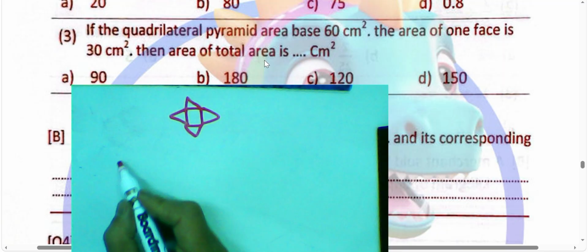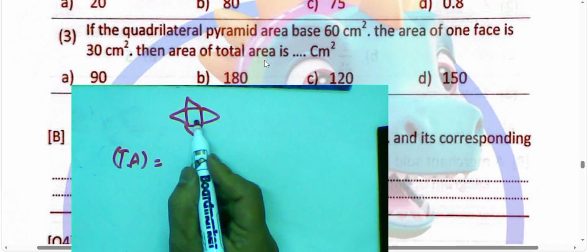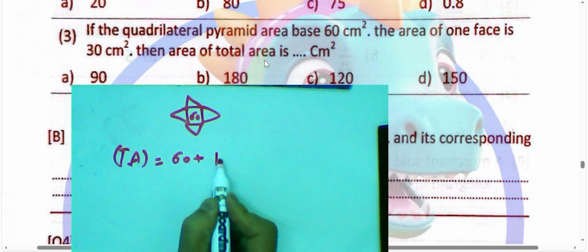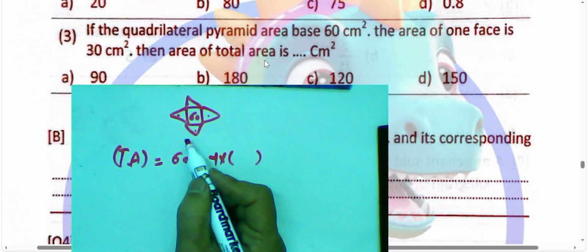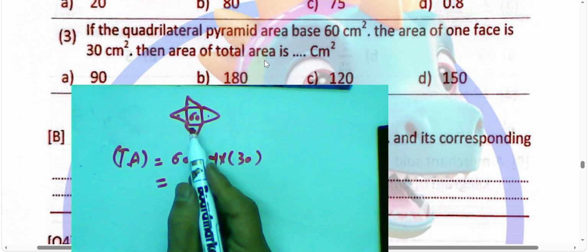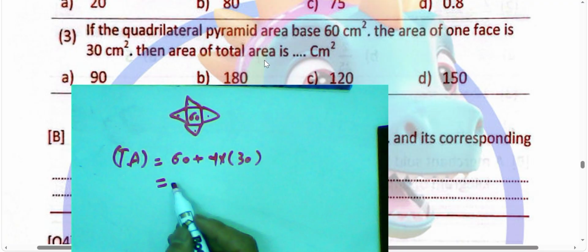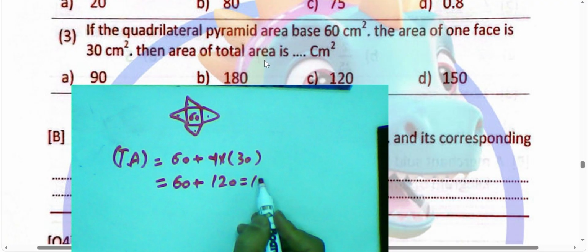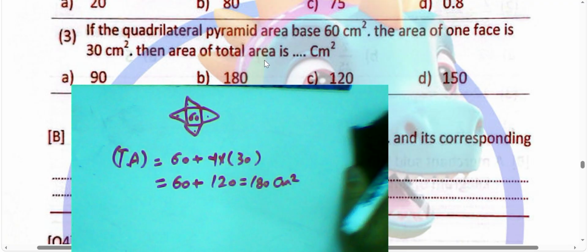Then the total area, or surface area, equals the base area 60 plus 4 times the area of each triangle. He gave me the area of one triangular face: 30. So the base area 60 plus 4 triangles, each 30. We have 60 plus 4 times 30, which is 120. 120 plus 60 equals 180. Then the answer here will be 180 square centimeters.